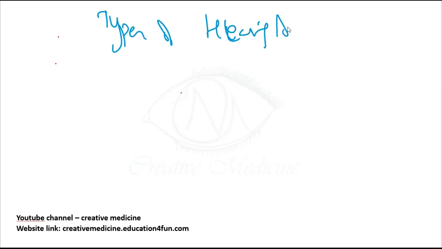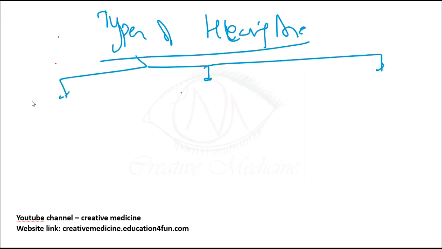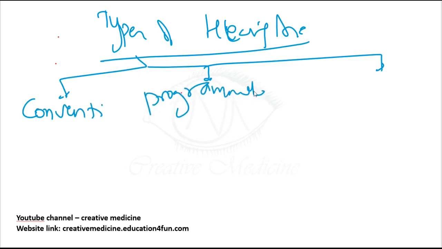Then the next, we have types of hearing aid. The types of hearing aid can be of three types. One, we have the conventional type of hearing aid. Second, we have the programmable analog type. And third, we have the digital type.